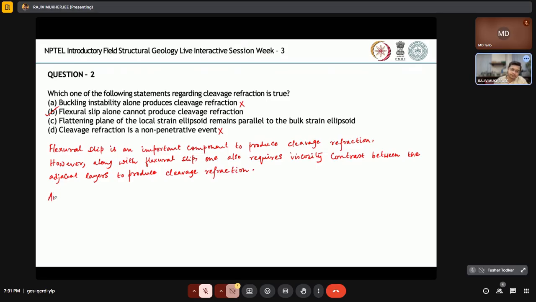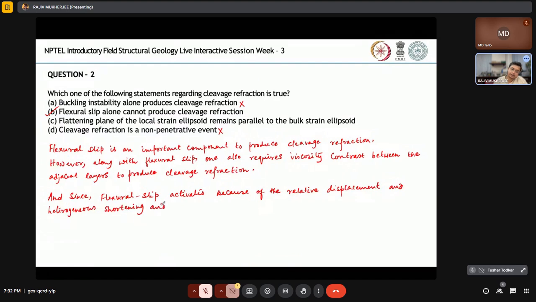And since flexural slip activates because of the relative displacement between layers, relative displacement and heterogeneous shortening, and shearing between the different layers.